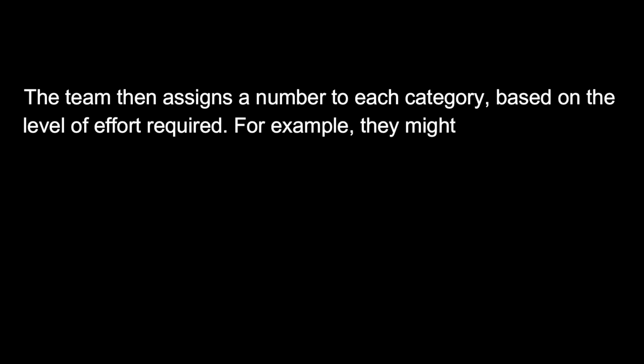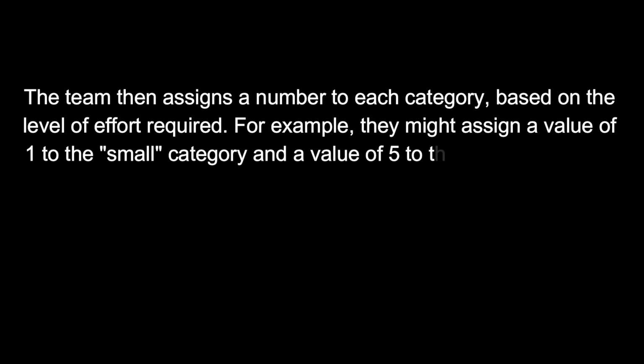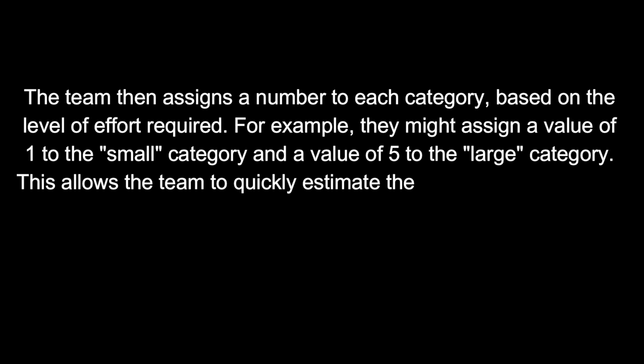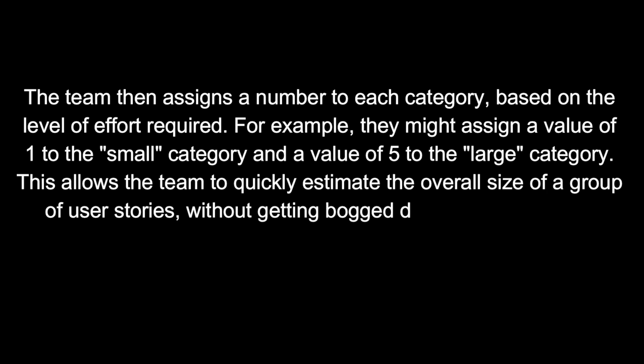The team then assigns a number to each category based on the level of effort required. For example, they might assign a value of 1 to the small category and a value of 5 to the large category. This allows the team to quickly estimate the overall size of a group of user stories without getting bogged down in the details of each individual story.